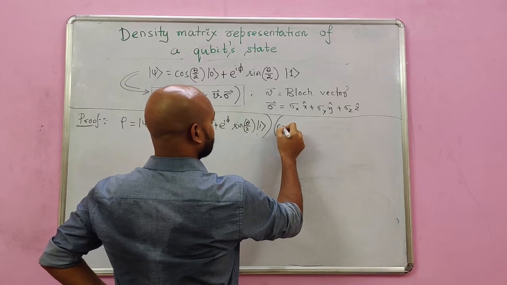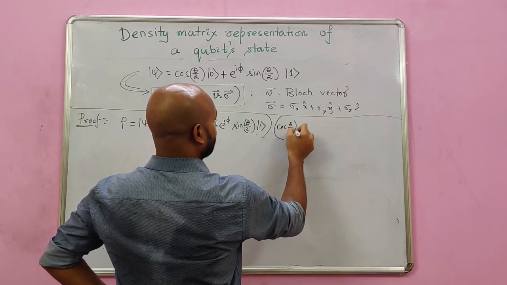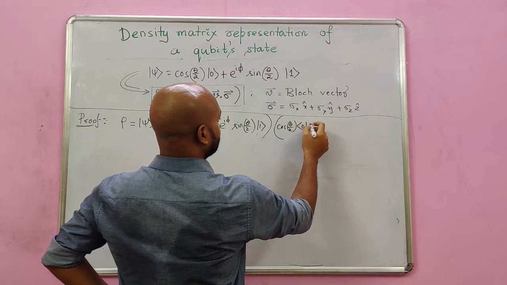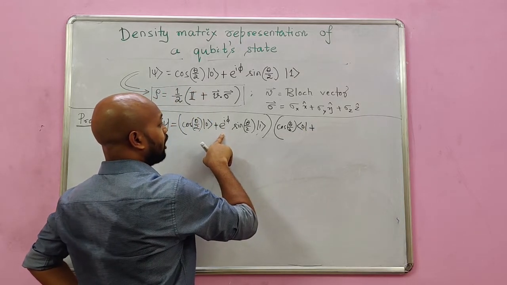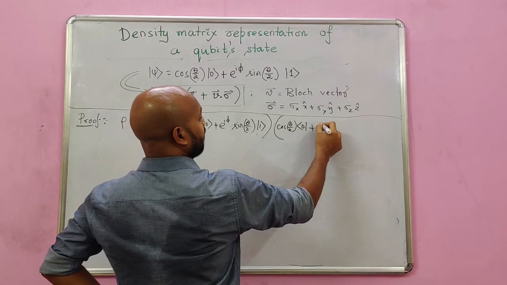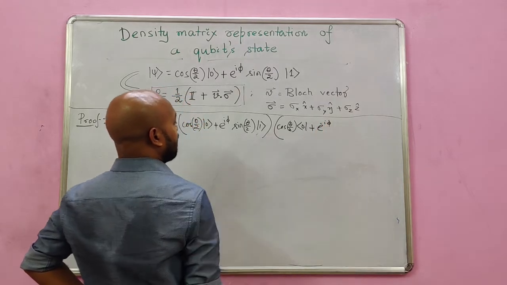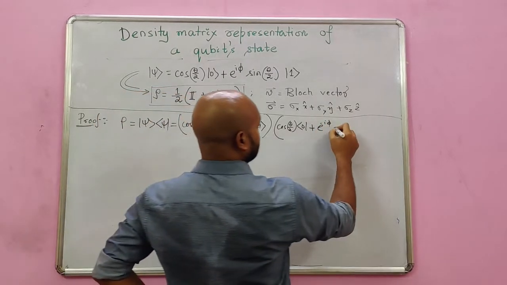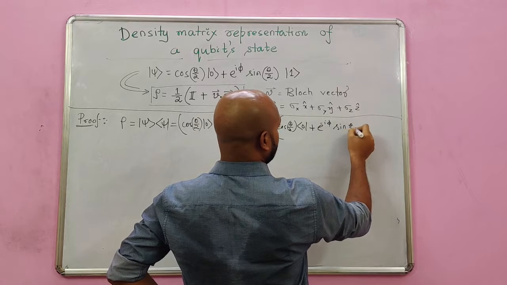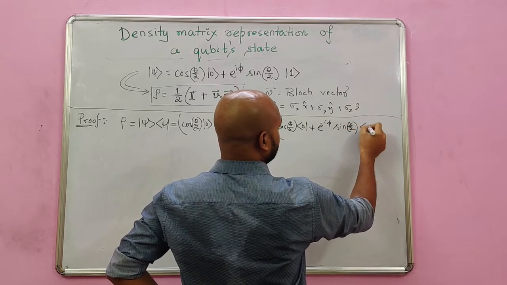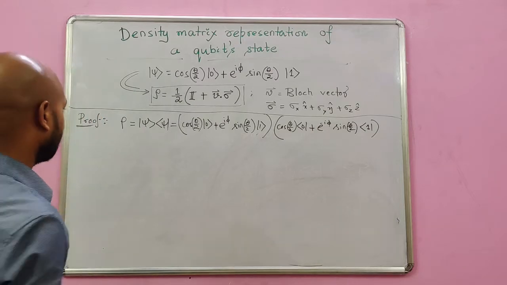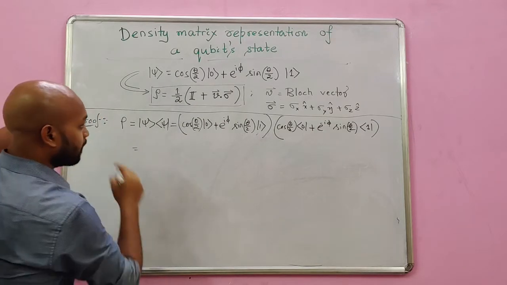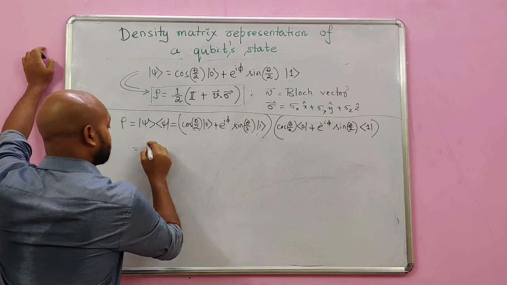So cos theta by 2 <0|. Now the e power i phi would be converted to e power minus i phi, because it's the bra of this ket. And sine is a real number. Then I get the following terms.